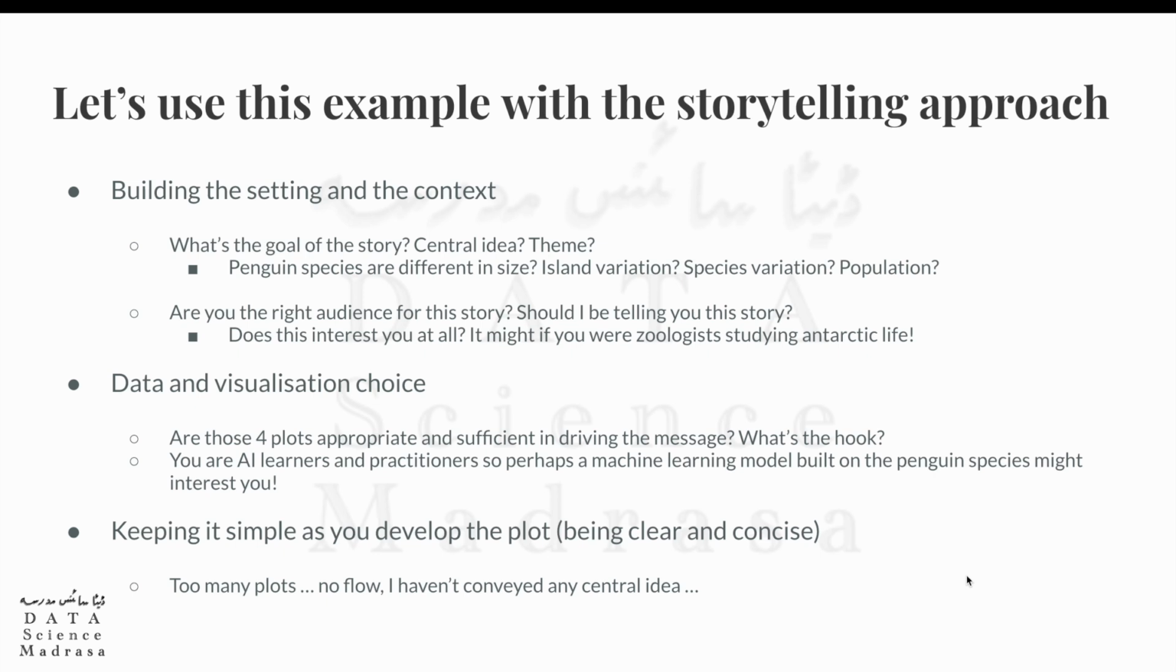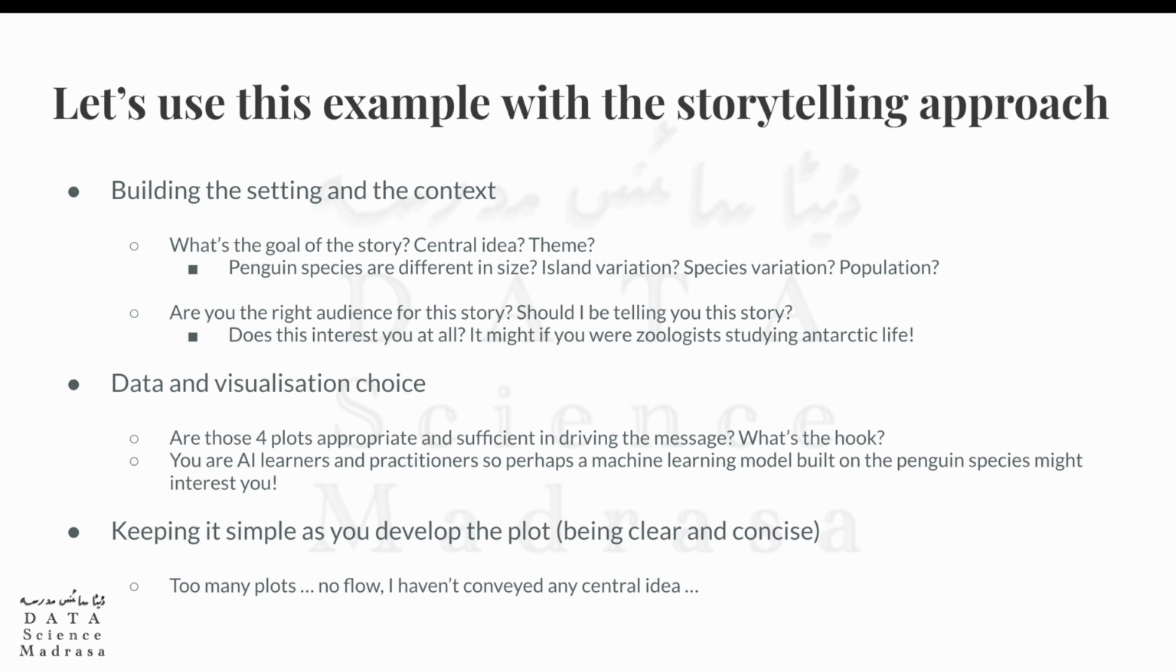So let's use this example with the storytelling approach, building the setting and the context. What's the goal of the story? Are we clear on the central idea? Are we saying penguin species are different in size? The island has some impact and there's variation in body mass. There's species variation as well, and whether we're talking about the population, what is the central idea? It's not clear with those 4 plots.